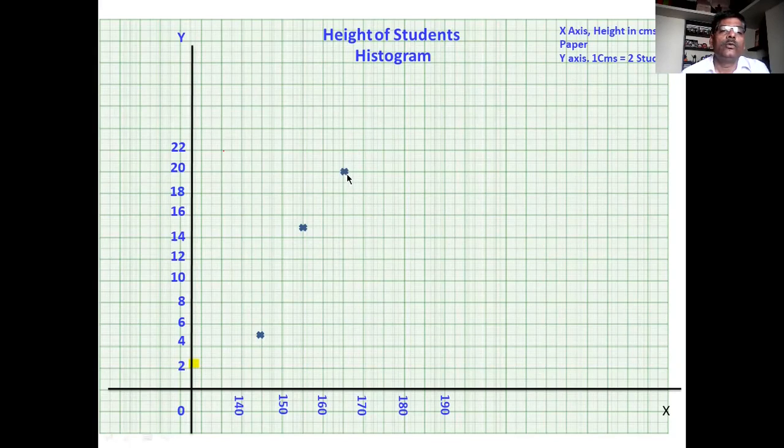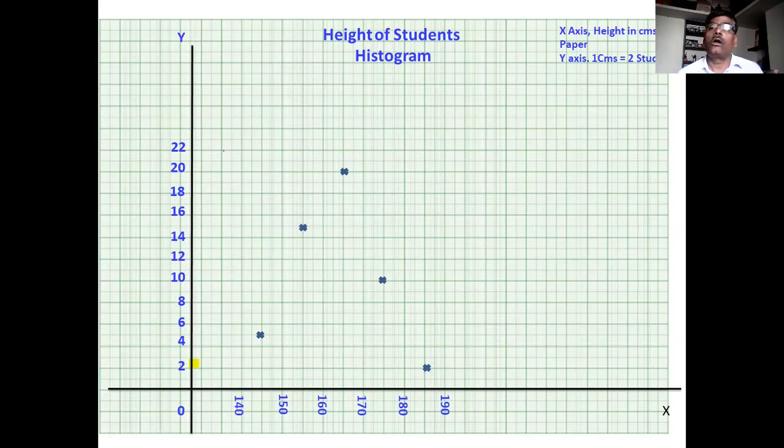Next it is 20. 20 is plotted in between 160 and 170. And next is 10. 10 is plotted in between 170 and 180, not at any one end. And last is 2. 2 is plotted in between 180 and 190. Okay. In the histogram, it is exactly transparent or clear. You can see it clearly.